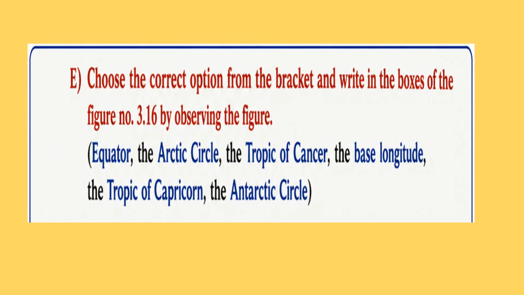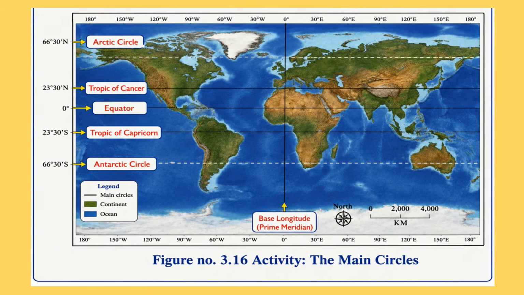These include the equator, the Arctic Circle, the Tropic of Cancer, the prime meridian, the Tropic of Capricorn, and the Antarctic Circle. Now let's look at the locations. As shown on the map in figure 3.16, the Arctic Circle is in the north, while the Antarctic Circle is in the south. The equator sits at 0 degrees.